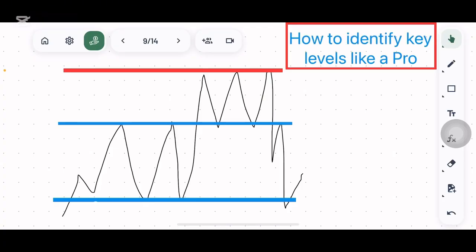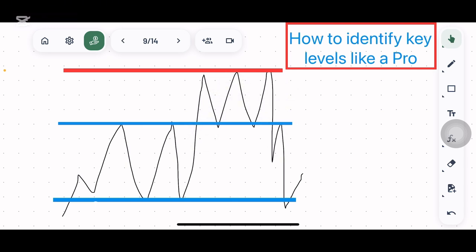Alright guys, so this video is how to identify key levels like a pro. Like I said earlier, price moves from key level to key level. Like you see here, price has moved from this key level, bounced off this key level, and eventually it broke it, went to the next key level, bounced again on this one, rejected and then dropped again, retested and returned to this other key level. So this is how it moves from key level to key level.